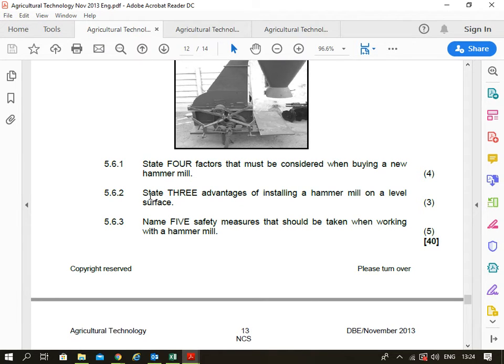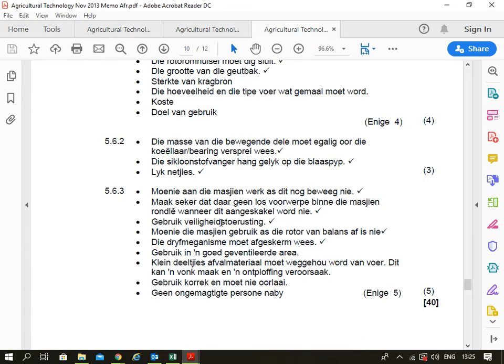The biggest one, yeah. State 3 advantages of installing a hammer mill on a level surface. 3 voordele van 'n hammer mill op 'n plat area. Die massa van die bewegende dele moet egalig oor die bearing versprei word. Die sikloonstofvanger hang gelyk met die blaaspyp en dit lyk netjies. So it looks nice. The mass is evenly distributed and all our pipes and stuff are now level.